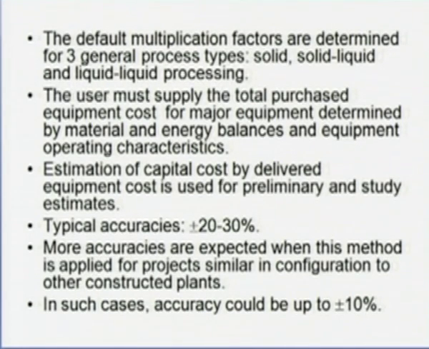The default multiplication factors are determined from 3 general process types, whether you are handling a solid process, a solid liquid process, or a liquid liquid process. The user has to supply the total purchase equipment cost for major equipment determined by the material and energy balance and the equipment operating characteristics. Estimation of capital cost by the delivered equipment cost method is used for preliminary and study estimate. The accuracy of such an estimate is plus minus 20 to 30%.